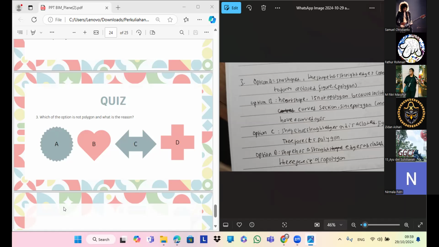For option C, the shape has straight edges and is a closed figure. Therefore, option C is a polygon. Same as option C, for option D, it has straight edges and is a closed figure. So option D is a polygon. Is my answer correct?